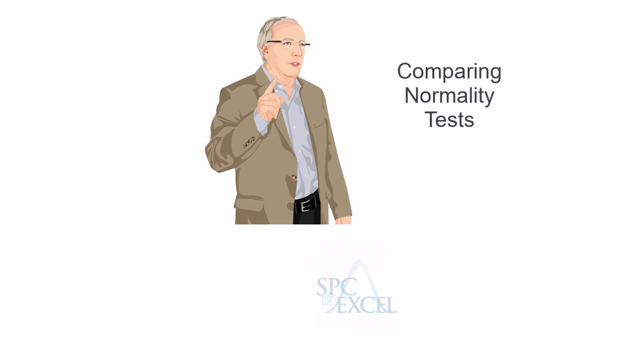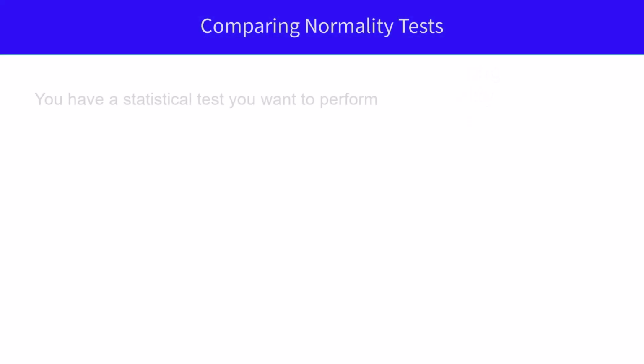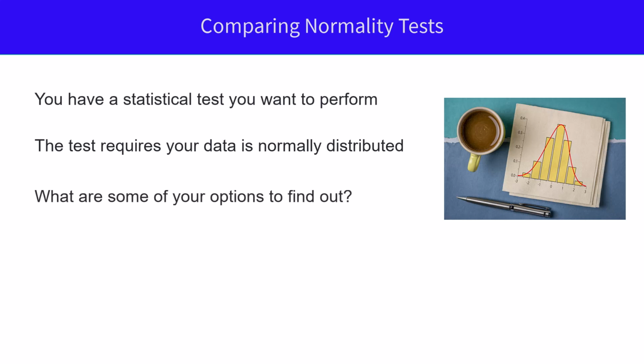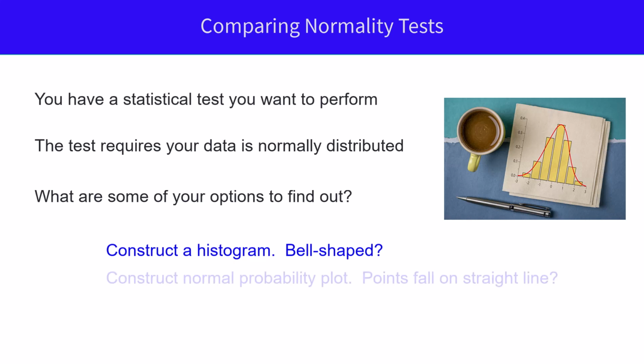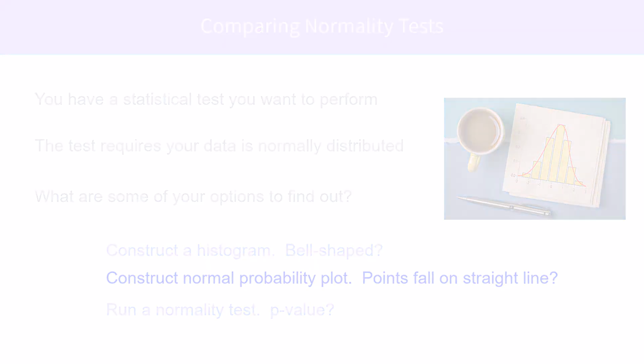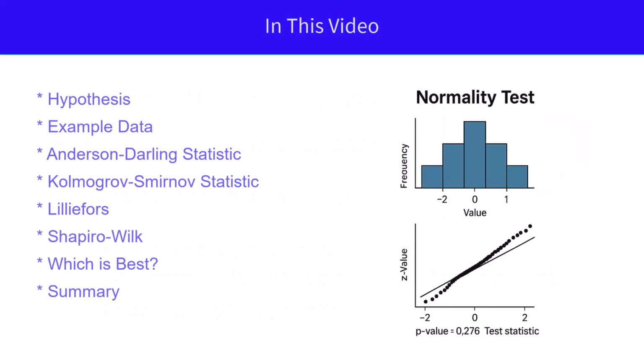This video is going to compare 4 different normality tests. Suppose you have a statistical test you want to perform. The test requires your data to be normally distributed. How can you find out if it is? You can do a histogram, take a look at it and see if it's bell-shaped, or construct a normal probability plot, do the points fall on a straight line, or you can run a normality test, which we're going to do in this video, and use the p-value to determine if the data is normally distributed or not.